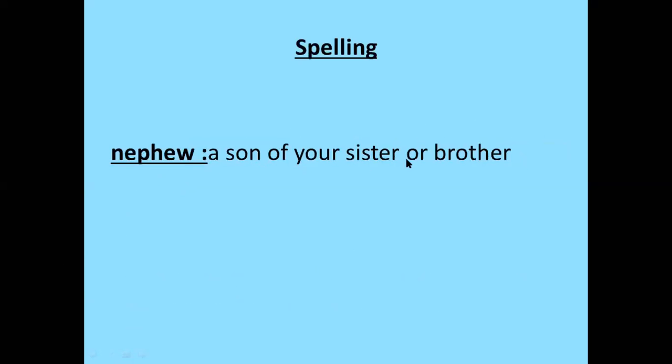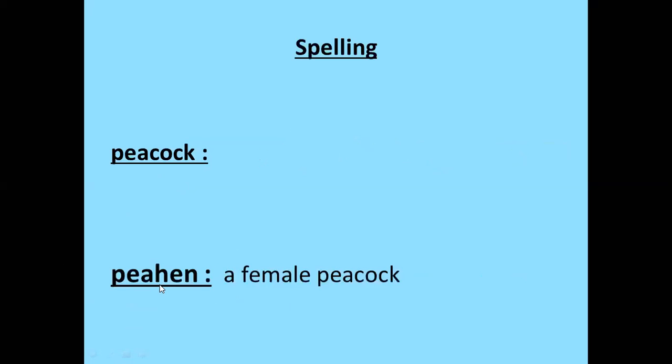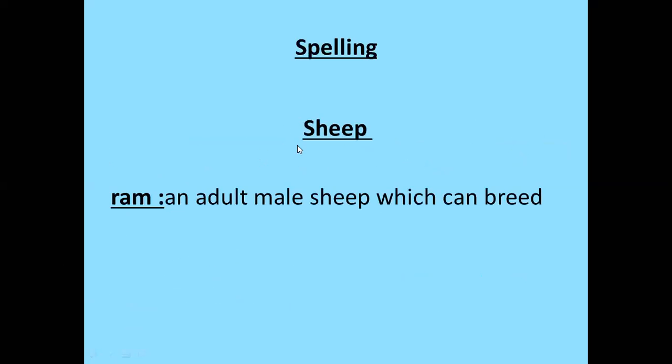Nephew, this is the son of your sister or brother, and niece, this is the daughter of your brother or sister. Peacock and peahen, easy. Sheep, this is the name of the animal, and the male is ram, an adult male sheep which can breed, and the female is ewe, an adult female sheep.